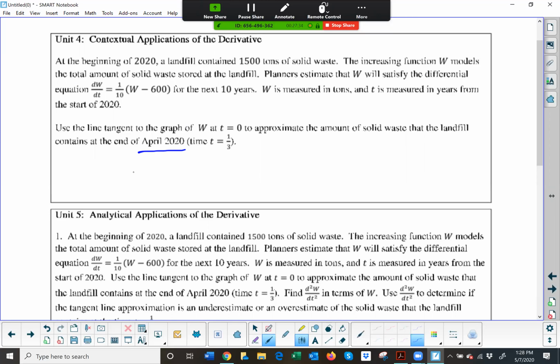I could count out January, February, March, April, and realize that's the 4th month. But our t is measured in years, so that is 4 out of 12. They gave you the t equals 1/3. I'm not sure that the AP would always do that. But we've got this down. We know that t is equal to 1/3. So can we write an equation? Take a moment. See if you can figure it out.